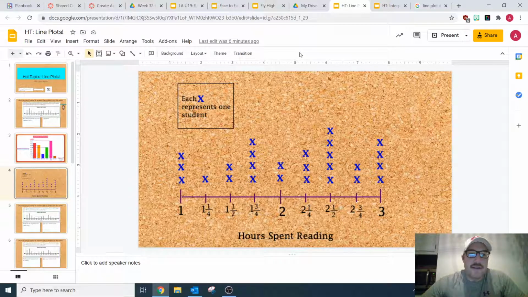So these are 2 different graphs, and we're going to get into more of them later, but I just wanted to show you 2 this week.